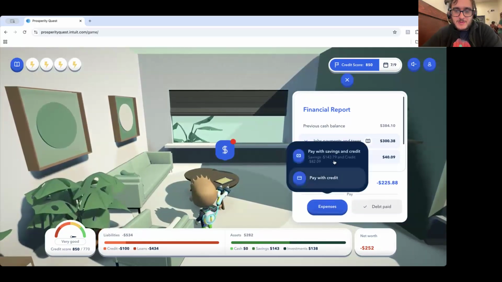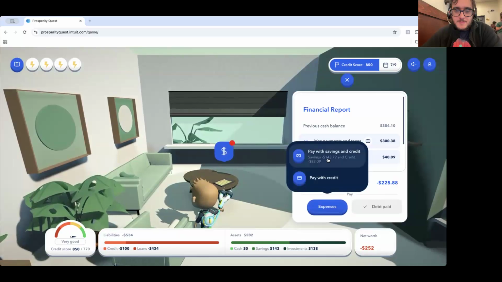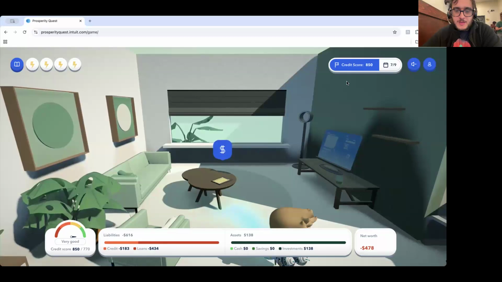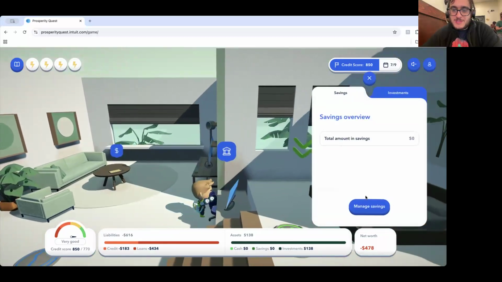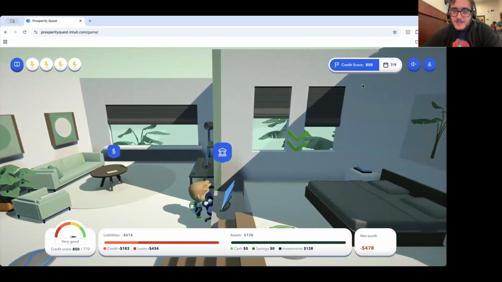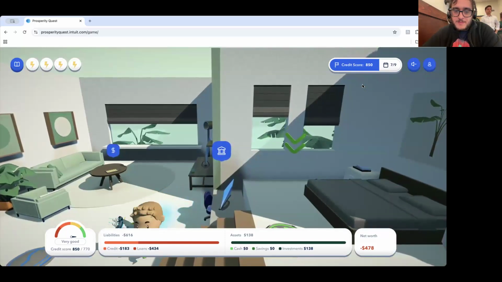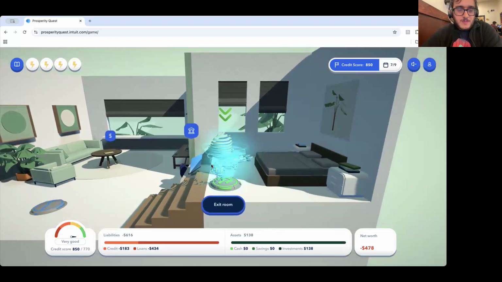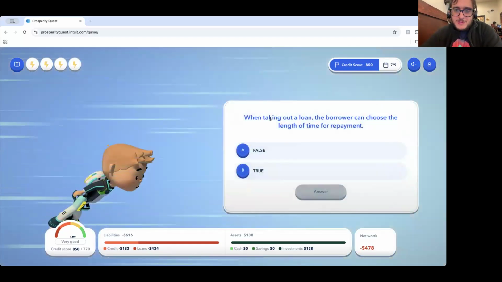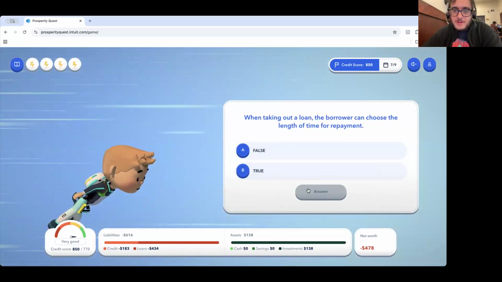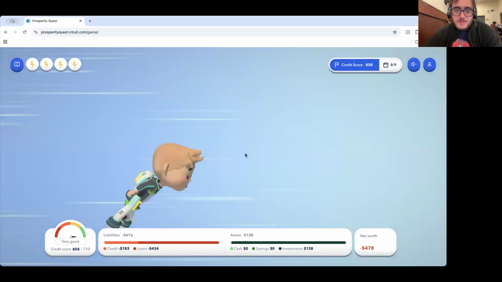Okay. Pay expenses. Let's pay with savings and credit a little bit. Okay. My savings are 0. My net worth is low. Okay, so we can't do any more there. Now let's wrap up with getting more cash. When taking out a loan, the borrower can choose a length of time for repayment. It's true.